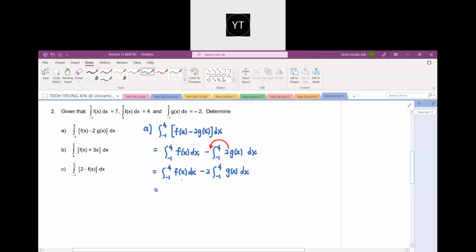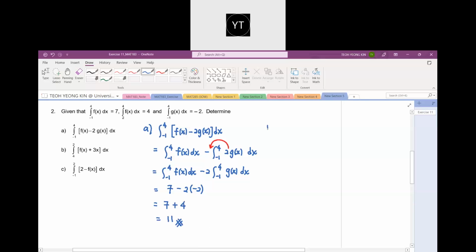From this part, the integration from -1 to 4 of f(x) with respect to x is 7. So we substitute here with 7 minus 2, whereas the integration of g(x) from -1 to 4 is -2. So we straightforwardly substitute -2 here. The whole integration of f(x) is 7, and the whole integration of g(x) from -1 to 4 is -2. So here we should have 7 minus 2 times -2, which is +4. So the answer is 11.